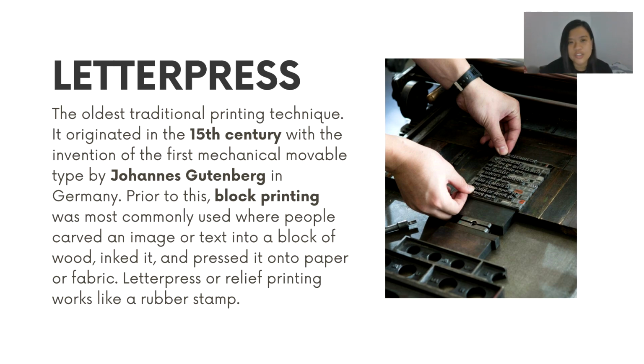This is the oldest traditional printing technique, which originated in the 15th century with the invention of the first mechanical movable type by Johannes Gutenberg. So prior to this, block printing or woodblock printing was most commonly used, where people would carve an image or text into a block of wood, ink it, and press it onto paper or fabric. Letterpress or relief printing works like a rubber stamp.